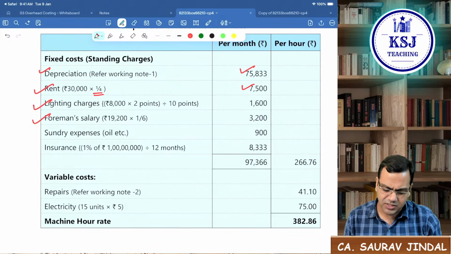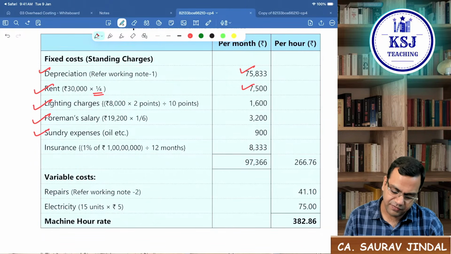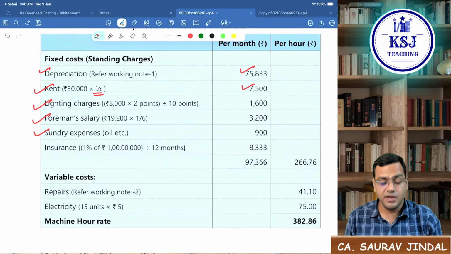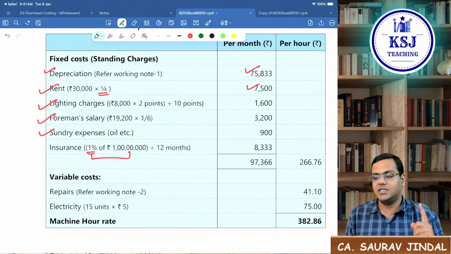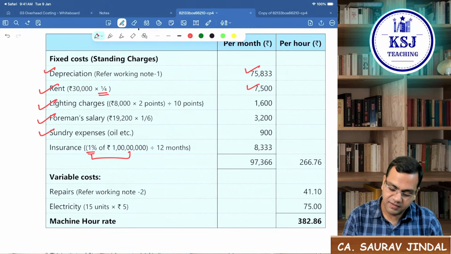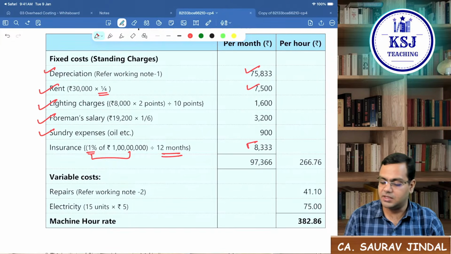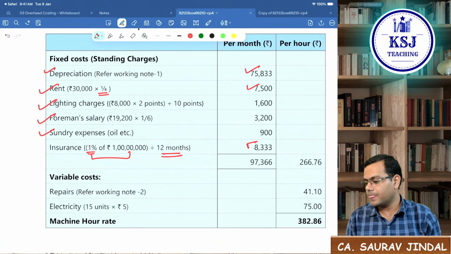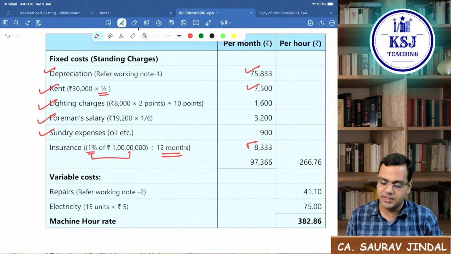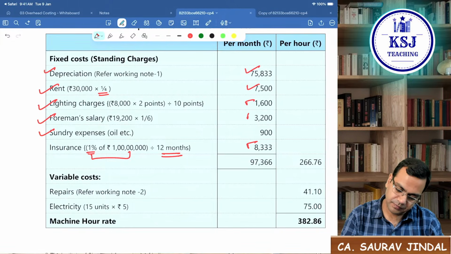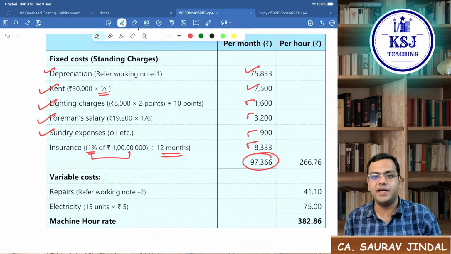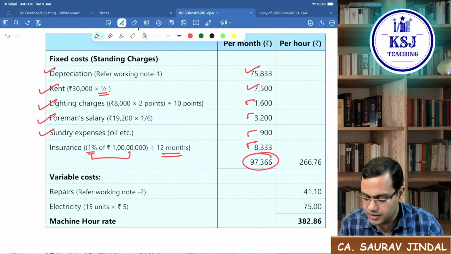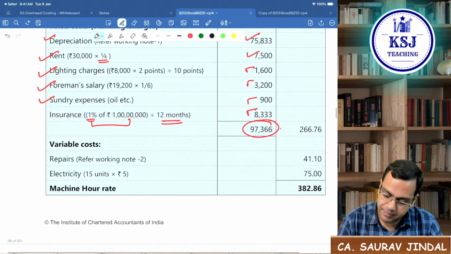Then sundry expenses, oil, etc. 900 directly given for the machine. Insurance, 1% of the total cost. But this will be the annual cost divided by 12 to convert it monthly. This is your total fixed charges which are not dependent upon the running of machine. Right? And divided by the effective machine hours, that is 365.